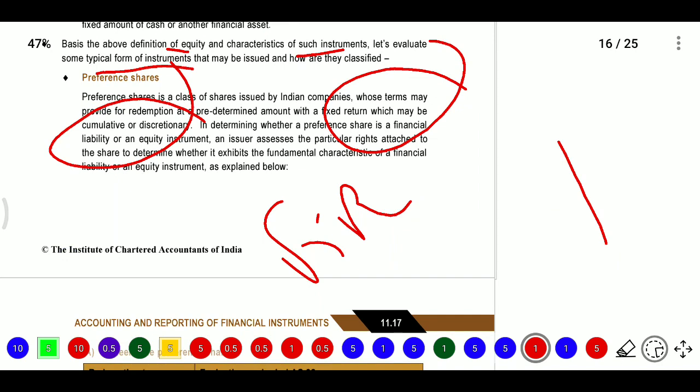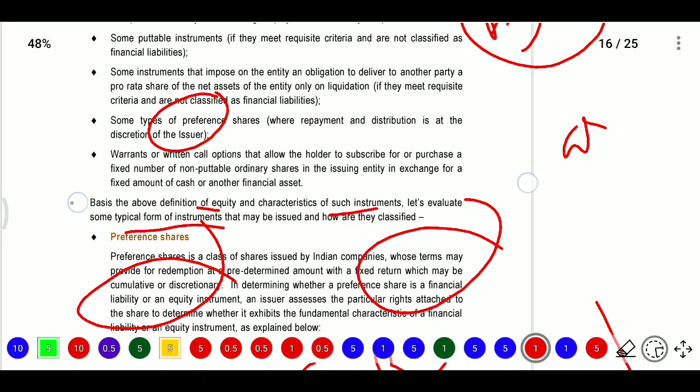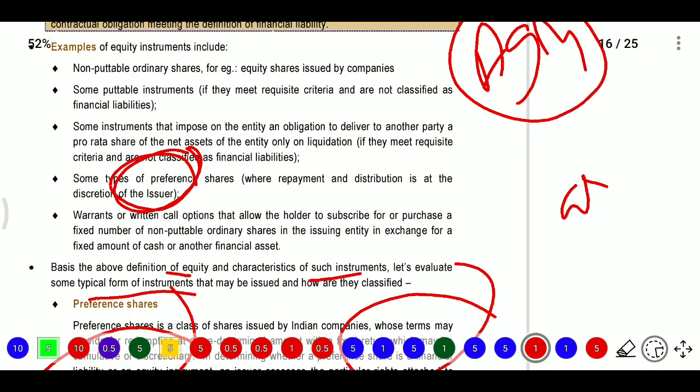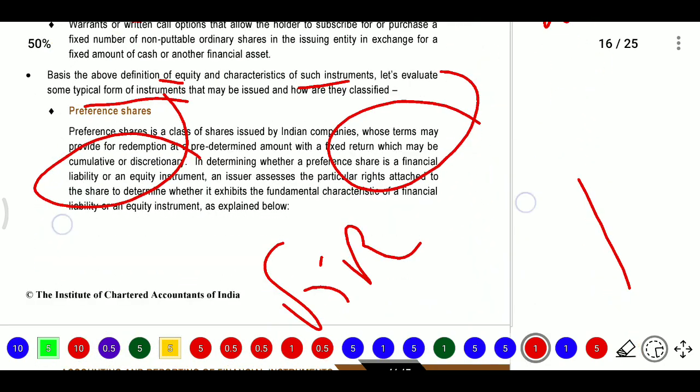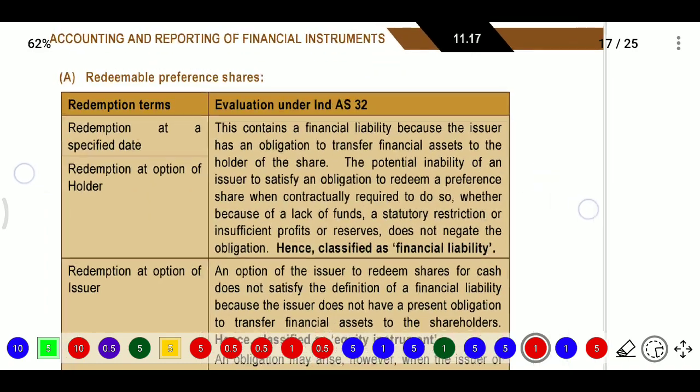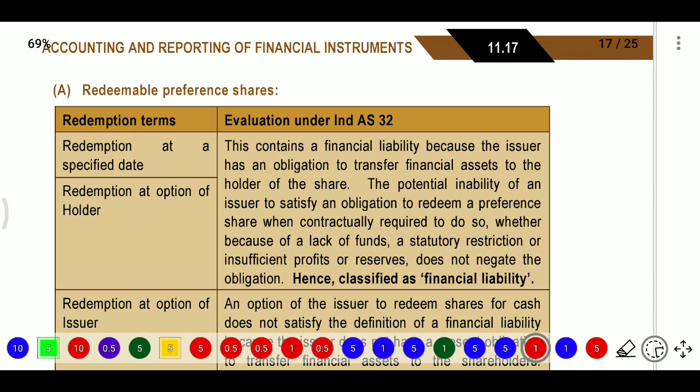In determining the classification of preferences, they have two options. One way, it may sometimes become a financial liability, and sometimes it will become an equity instrument. If some preferences have the option available at the discretion of the issuer, it becomes equity. And after that, we have redeemable debentures. Redeemable debentures means at the time of maturity they provide the option: they may go for equity or they may ask for cash.